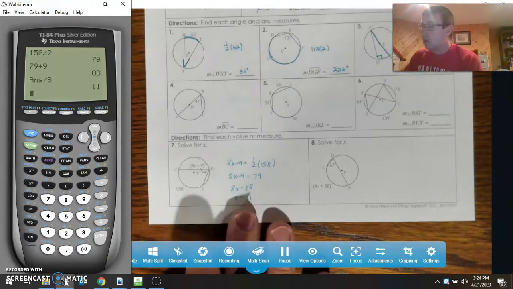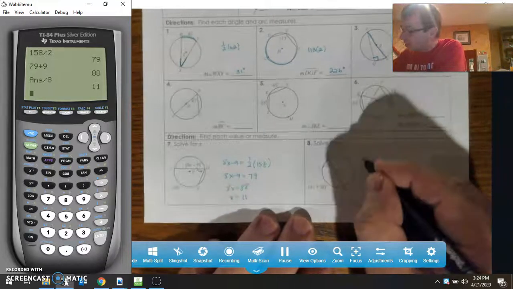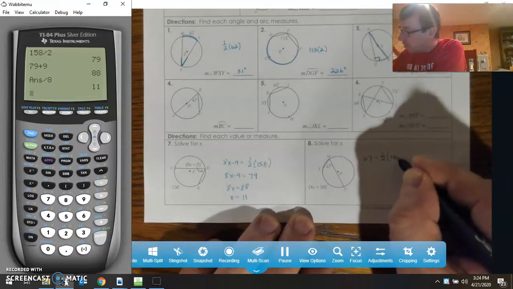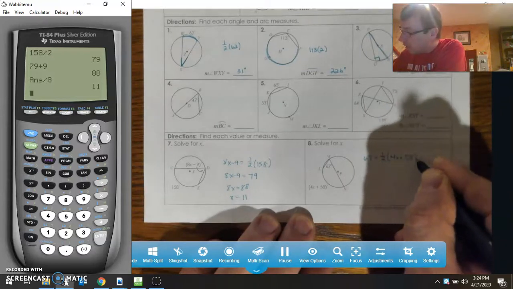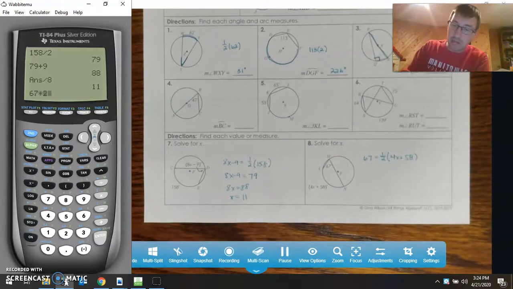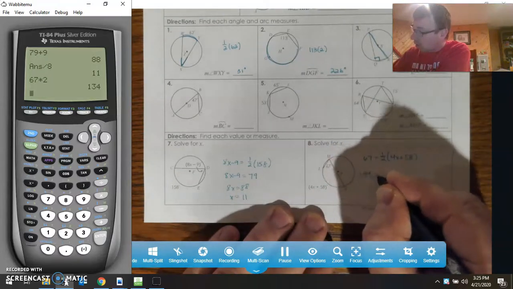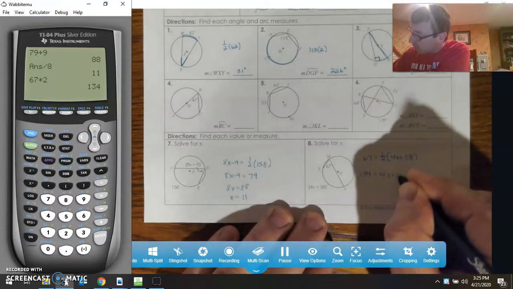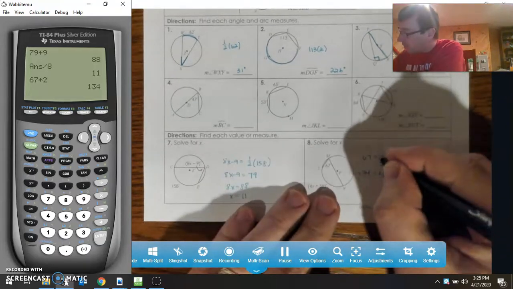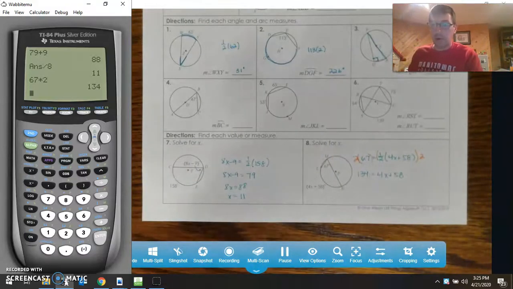Okay. Now in number 8, we know the angle is half the intercepted arc. So the angle is half the intercepted arc. Okay, I'm going to multiply both sides by 2. 67 times 2 is going to be 134, which is equal to 4x plus 58. Okay, again, I multiplied both sides by 2, and that's where that came from.